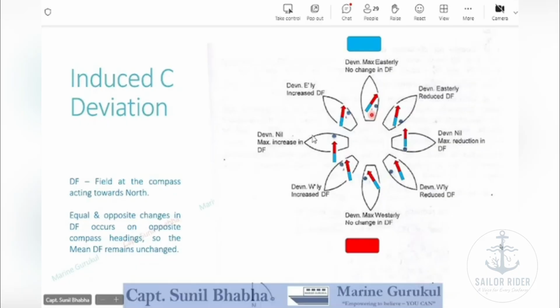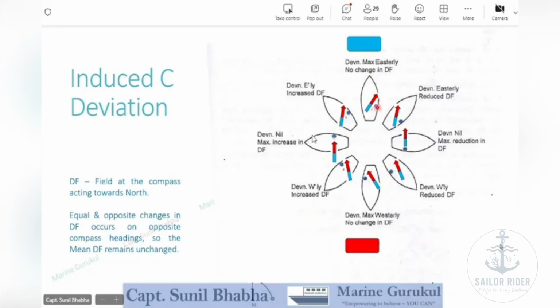Now the deviation generated at this location is maximum. The reason for the deviation being maximum is that this blue pole is at right angles to the compass needle, or at right angles to the Earth's magnetic field line. Whenever the disturbing pole, the blue pole or the red pole, is at right angles to the Earth's field or to the magnetic compass, it generates maximum deviation. So we have maximum easterly deviation when the ship is on a north heading.